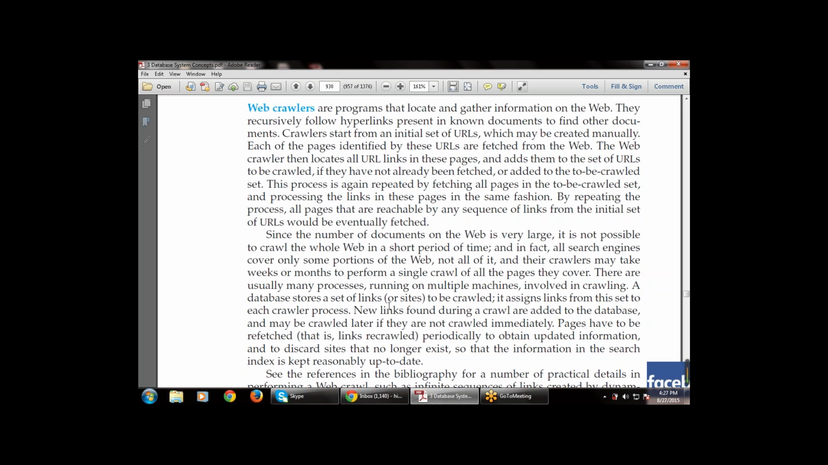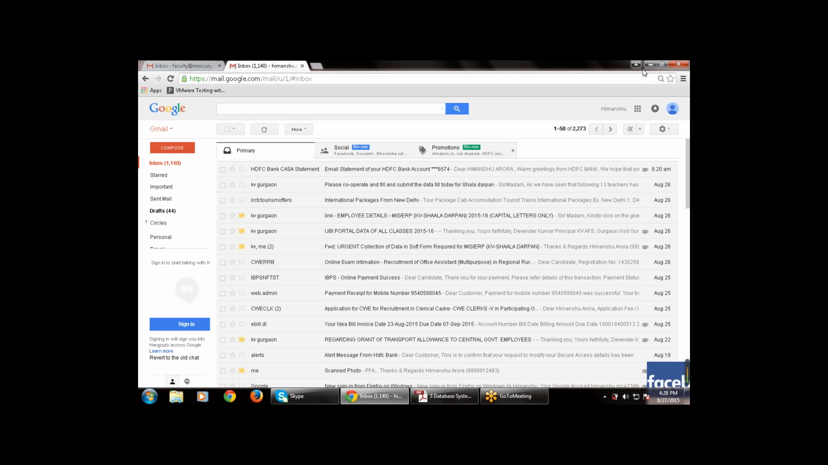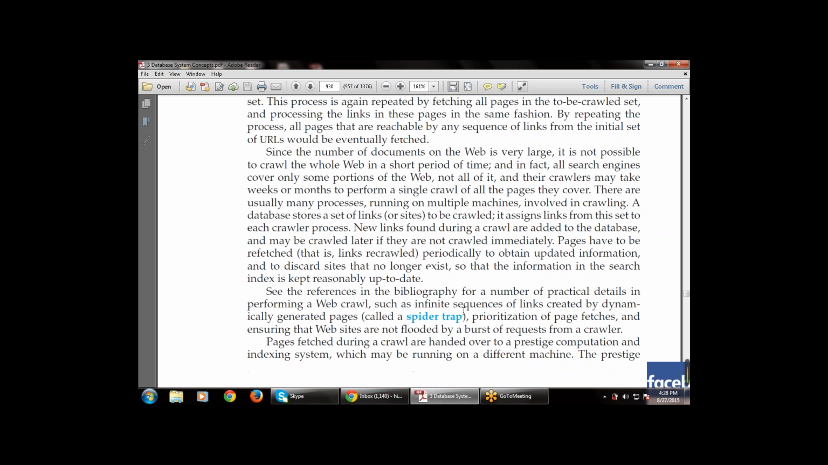Pages have to be refreshed periodically to obtain updated information and to discard sites that no longer exist. Pages are refreshed and updated automatically, with the crawler gathering information on a periodic basis, so that the information in the search index is kept reasonably up to date.